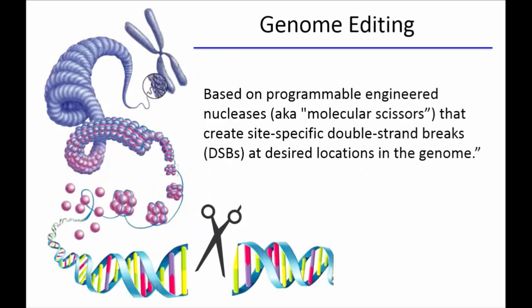So the cornerstone, the key technology to genome editing, is based on a set of proteins called programmed engineered nucleases, or molecular scissors. And these are proteins that can be programmed to create site-specific double-stranded breaks wherever you want in the genome according to the sequence specificity.